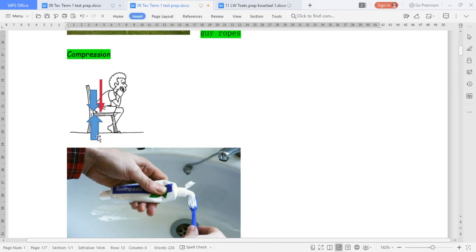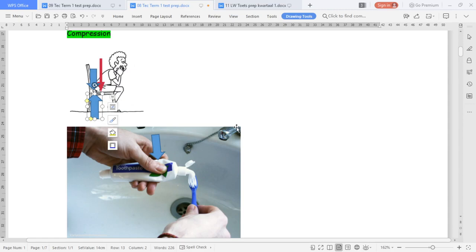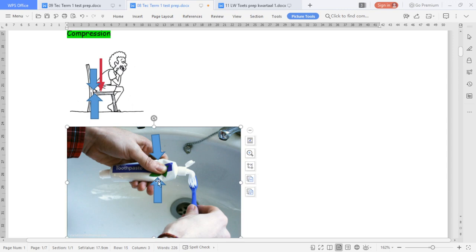Another example of compression is this picture here below, where the guy's squeezing the toothpaste. So his thumb is squeezing down from this side, and his fingers on the other side is squeezing upwards. So the two forces meet in the middle and it's squeezing out the toothpaste. So that is compression.